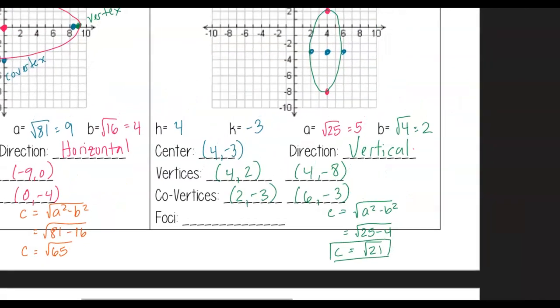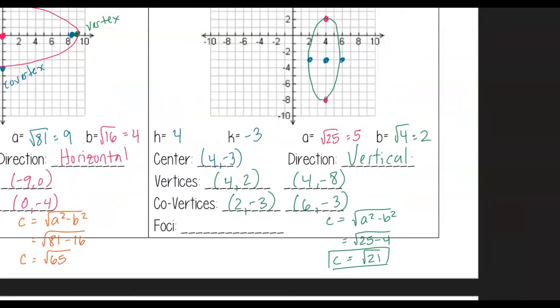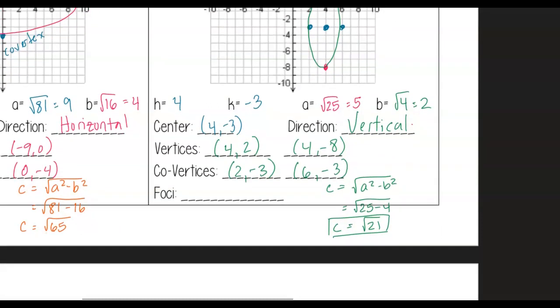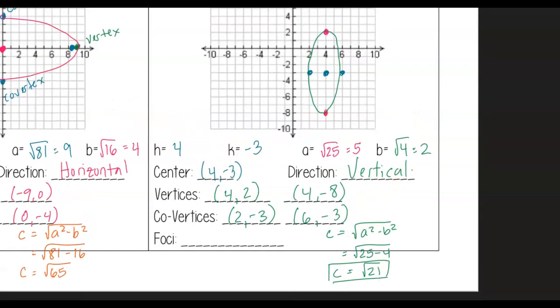Now, because this is vertical, it means that our foci are on that vertical major axis. So the square root of 21 is just a little bit over 4. So from my center, I'm going to go up a little bit over 4 and down a little bit over 4 to get my foci. And because it's a vertical ellipse, it's going to have the same K value as the center this time. I'm sorry, the same H value as the center.